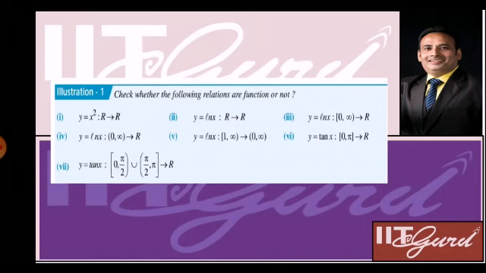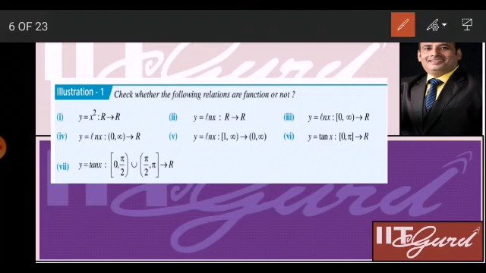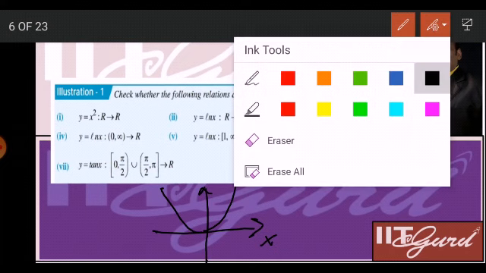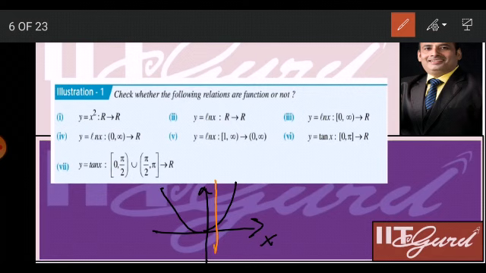As you see here, y equal to x square. Here is the graph of y equal to x square. R to R means the domain is R and the range is also R. So if you draw a line parallel to the x-axis at any point in the domain, you will find only one intersecting point. So it is a function. Yes, this one is a function.